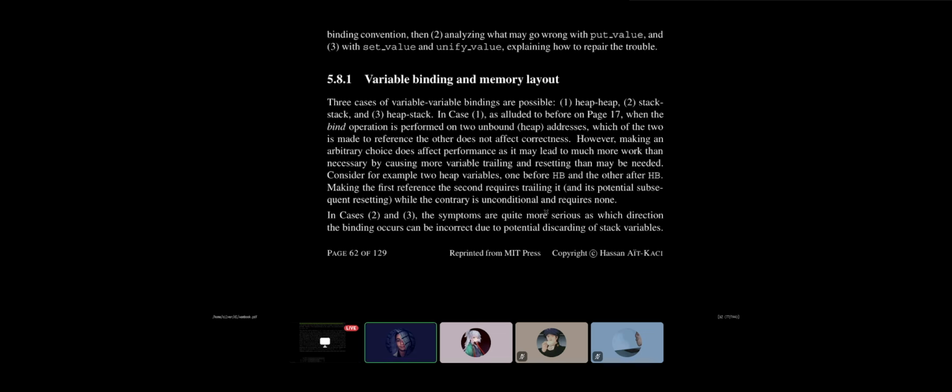So, interesting. Variable binding and memory layout. Three cases of variable bindings are possible: from heap to heap, stack to stack, and heap to stack. In case 1, when the bind operation is performed on two unbound heap addresses, which of the two is made to reference the other does not affect correctness. However, making an arbitrary choice does affect performance, as it may lead to much more work than necessary by causing more variable trailing and resetting than may be needed.